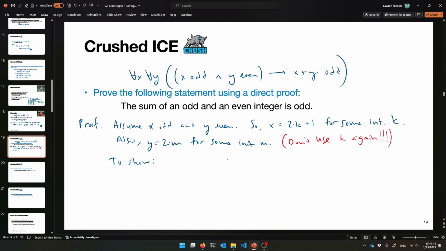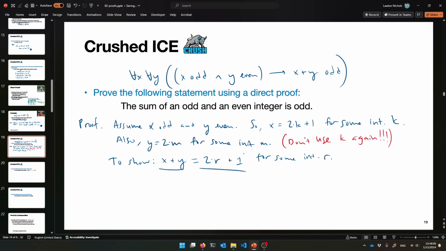We have to show that x plus y is odd, which means it's something times 2 plus 1. It's an integer times 2 plus 1. Which means it's equal to 2 times an integer, let's call it r this time, plus 1 for some other integer r. Does that make sense? That's what it means for x plus y to be odd.